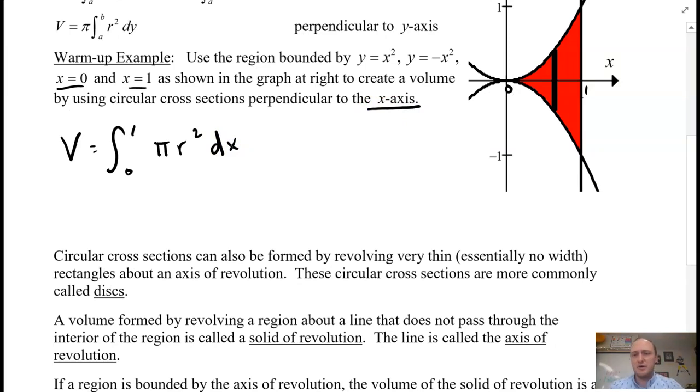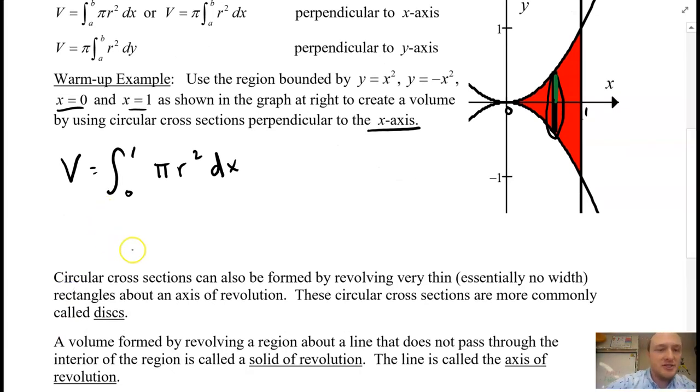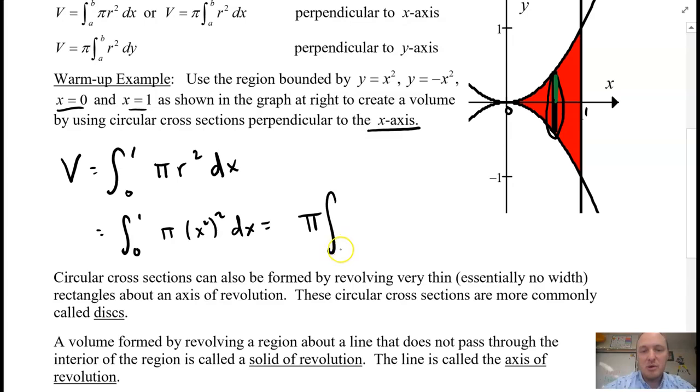So I just have to ask myself, if this is my circular cross-section right here, what is the radius of that circle? That would be just half of it, right? From the x-axis up here, and that distance would just be y equals x squared. So I can adjust this. This is going to be the integral from 0 to 1 of pi times x squared, quantity squared, dx. And if you want to, especially when we start calculating, you might want to pull out the constants. So you would have this.